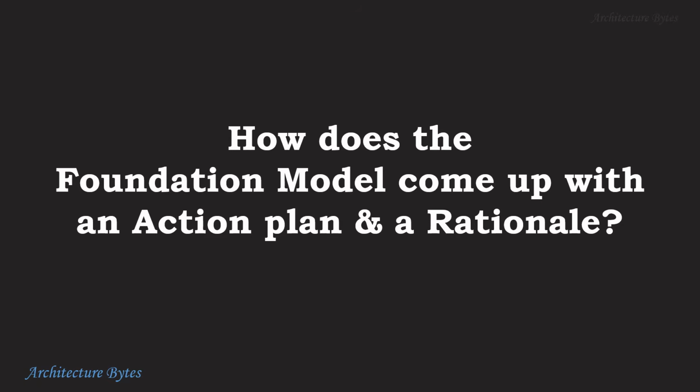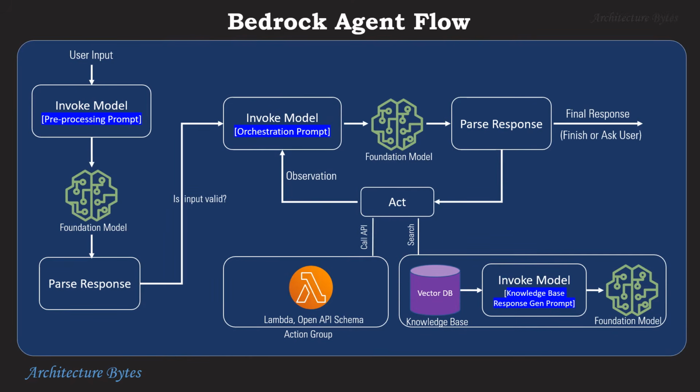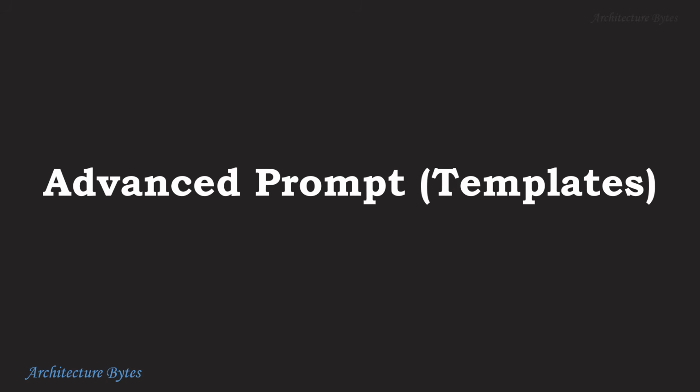If you are wondering how does the foundation model come up with an action plan and a rationale, the prompts have instructions and a lot of contextual information like conversation history, available actions and knowledge bases, which helps the foundation model reason and provide a suitable response. The prompts themselves are generated from prompt templates. So, the pre-processing prompt, orchestration prompt, and knowledge base response generation prompt are all generated from prompt templates. Let's take a look at these templates. As a beginner user, you probably don't want to modify them, but it's always good to know that you could if needed.